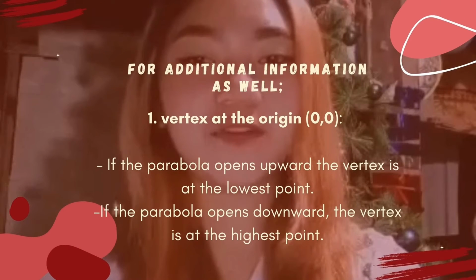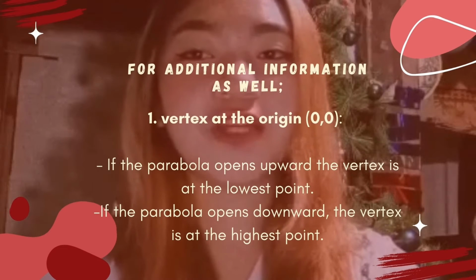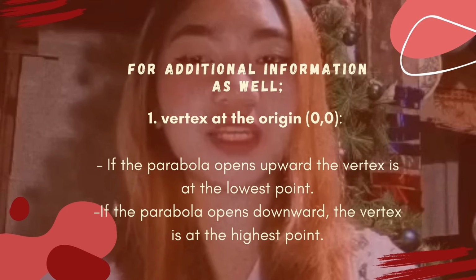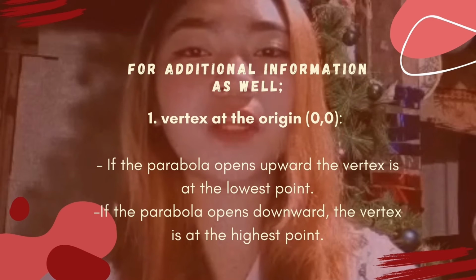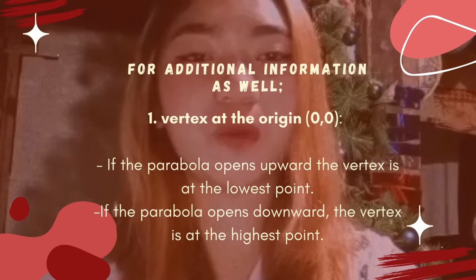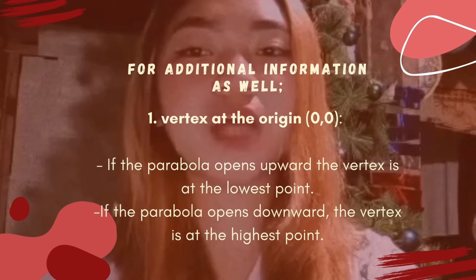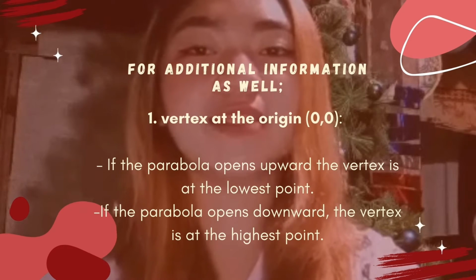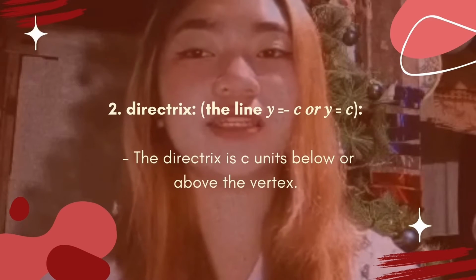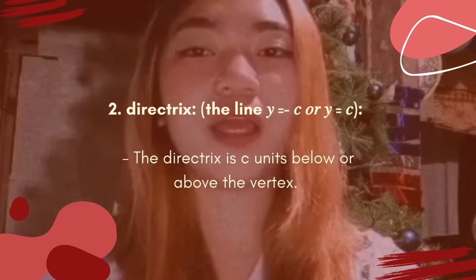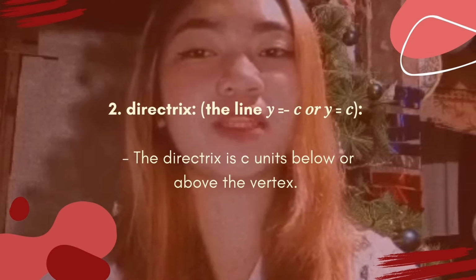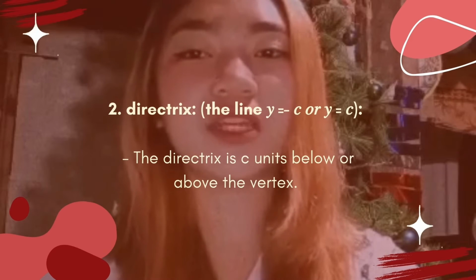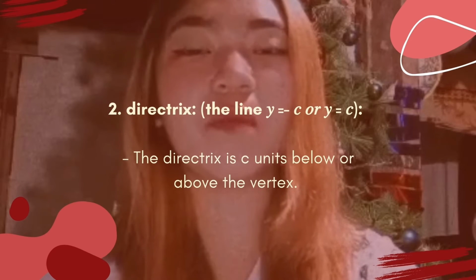For additional information as well, first, vertex at the origin, 0 and 0. If the parabola opens upward, the vertex is at the lowest point. If the parabola opens downward, the vertex is at the highest point. Second, directrix. The line y equals negative c or y equals positive c. The directrix is c units below or above the vertex.